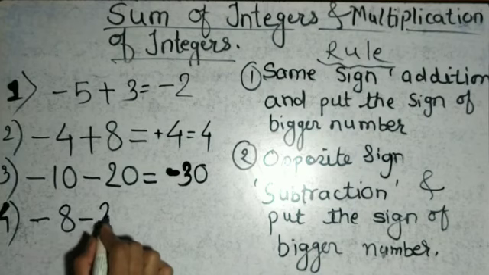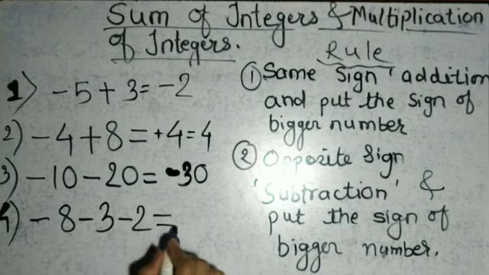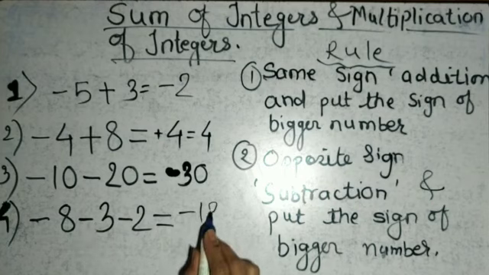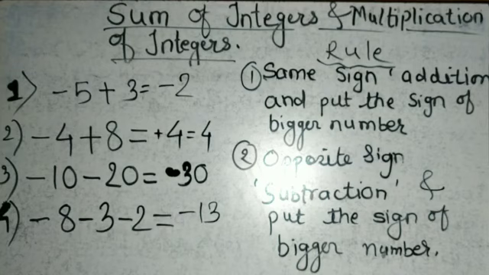-8 minus 3 minus 2. Think about it. What will be the answer? -8 minus 3 will be what? Minus 11. Minus 11 minus 2, minus 13. So we can write the answer -13. In this way we are going to solve the examples.